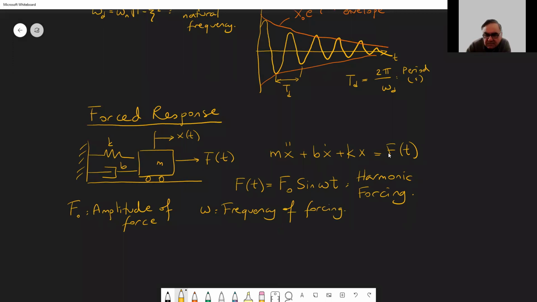Omega is not the same as the natural frequency. It is just a frequency dictated by the external conditions on the system. It has nothing to do with the natural frequency. Okay, it is an external term.